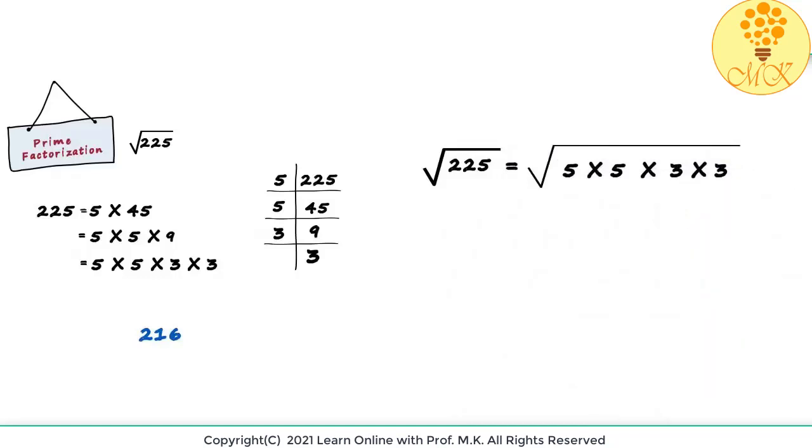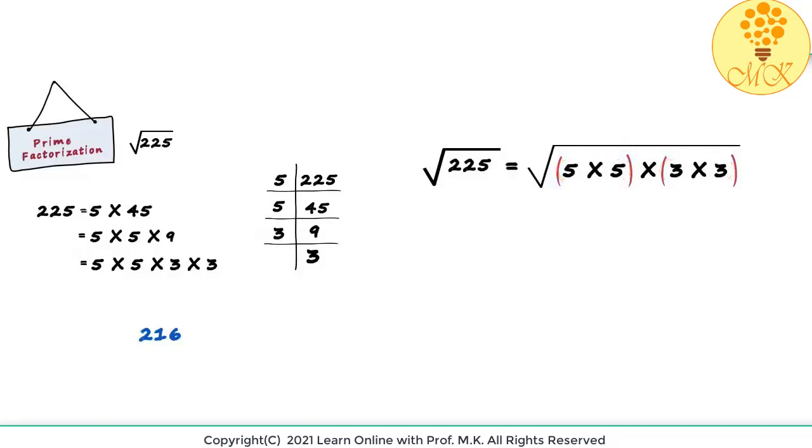We have to make groups of 2 same numbers. This can be our first group, 5 and 5. We can make another group, 3 and 3. We basically formed pairs of same numbers. So we have 2 pairs of same numbers here, 5 and 5 and 3 and 3.